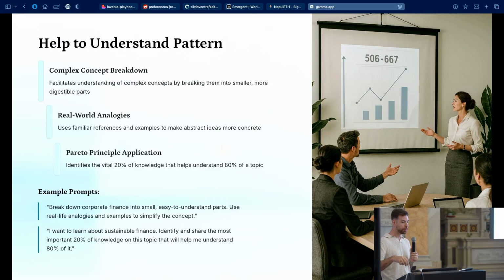I want to learn about sustainable finance, but it could also be Web3 or tokenization or real-world assets, for example. Identify and share the most important 20% of the knowledge on this topic that will help me understand 80% of it. That's a great prompt. I mean, a great way to understand topics that you don't know and you are curious to know more about.